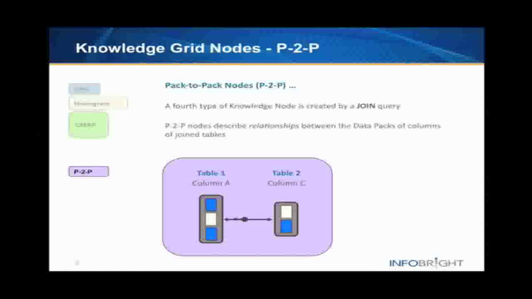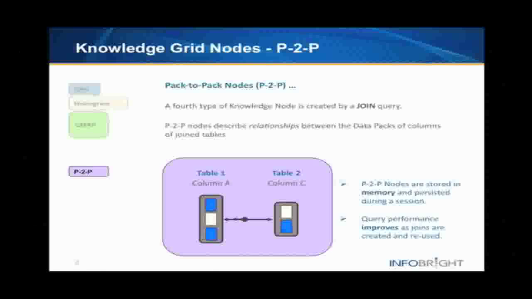Similar to the first 3 nodes, the pack-to-pack nodes greatly reduce the number of data packs to be decompressed by identifying in advance which ones are relevant. These knowledge nodes are kept in memory for as long as the user session is active, and then recreated as necessary the next time. Query performance improves as joins are run and pack-to-pack nodes are reused.